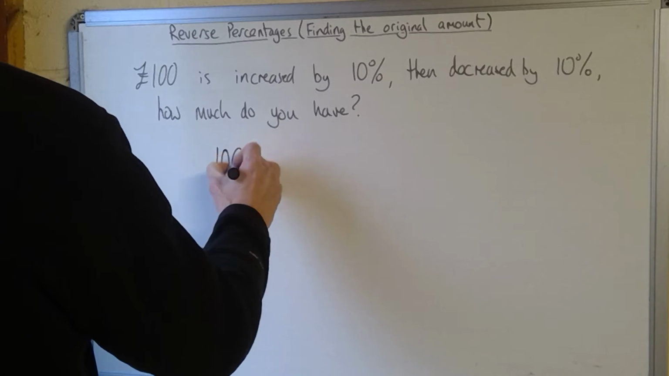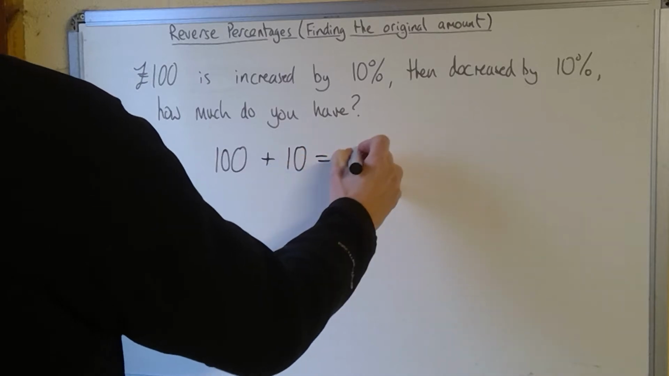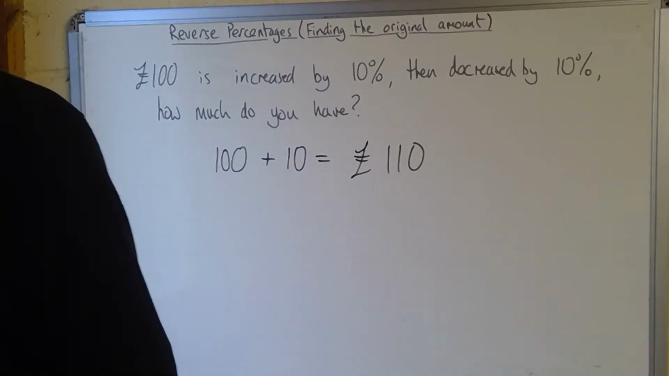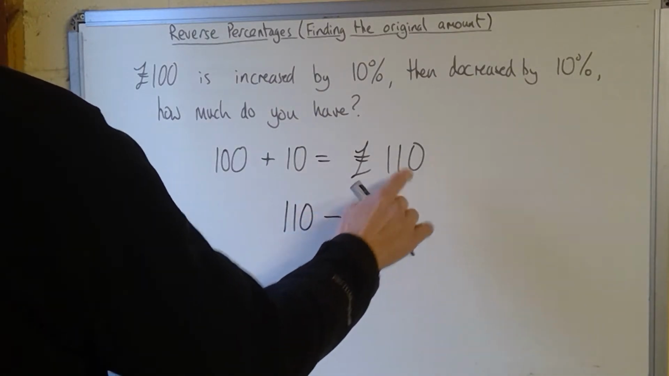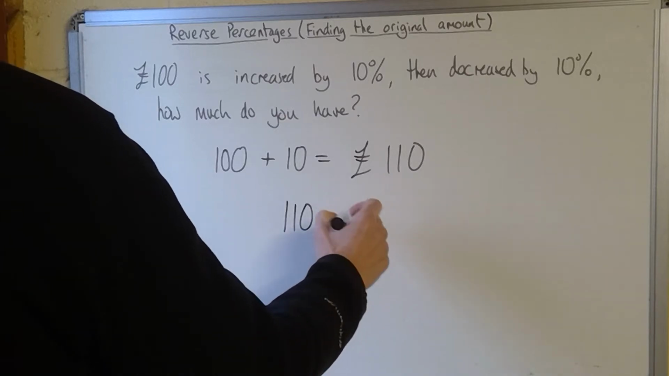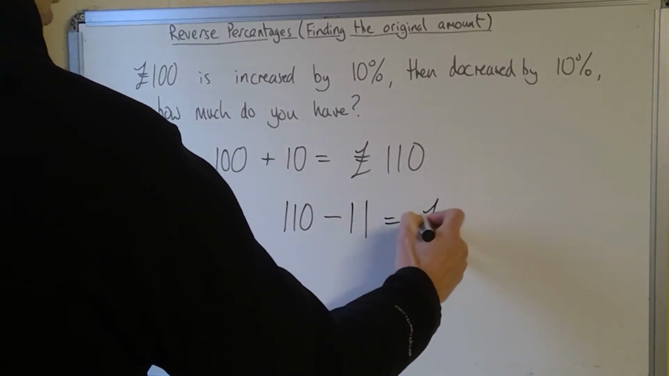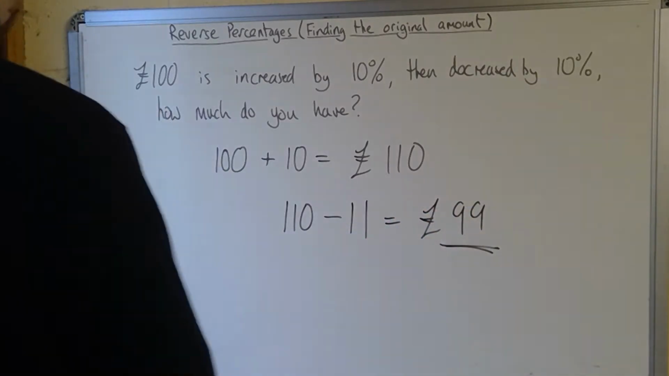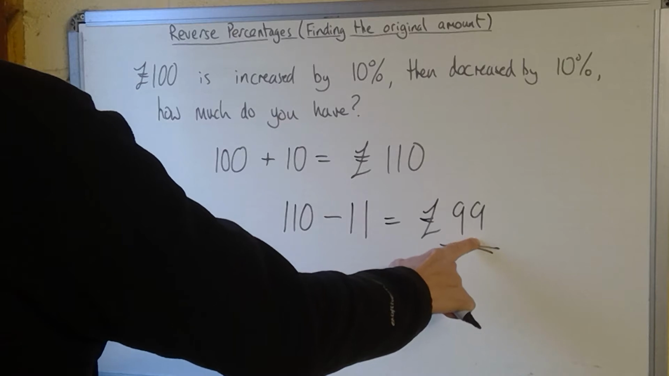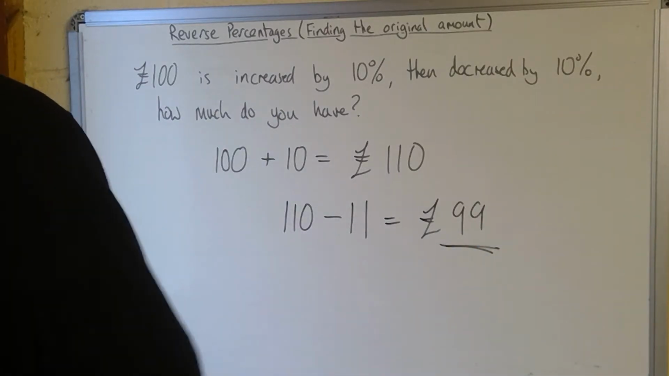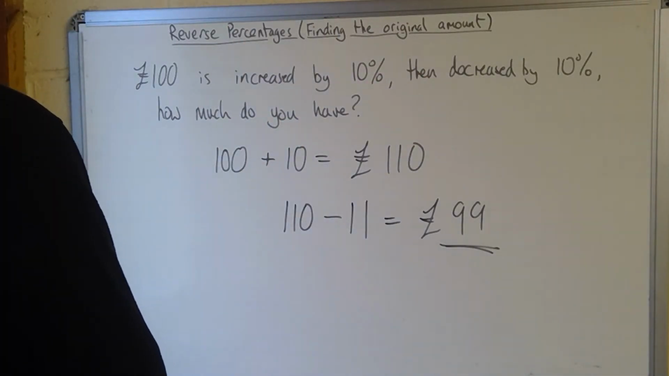So if you start with £100 and you add your 10%, 10% of 100 is of course £10, you have £110. Then if you decrease your new amount, you're going to do 110 take away, well, 10% of 110 is actually 11. So you do 110 take away 11, so you actually end up with £99. So when you increase by 10% and then decrease by 10%, you actually end up with a different amount to what you started with. And that's important to remember here. When you're working backwards, you don't necessarily just undo what you've done.